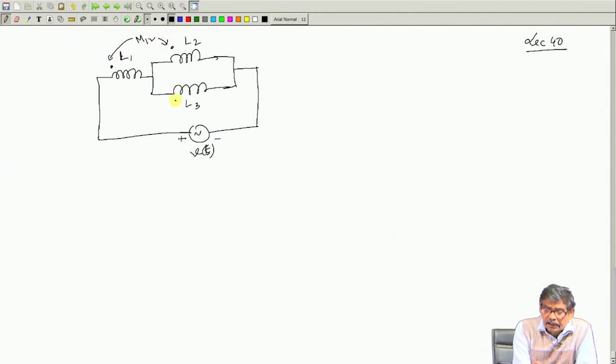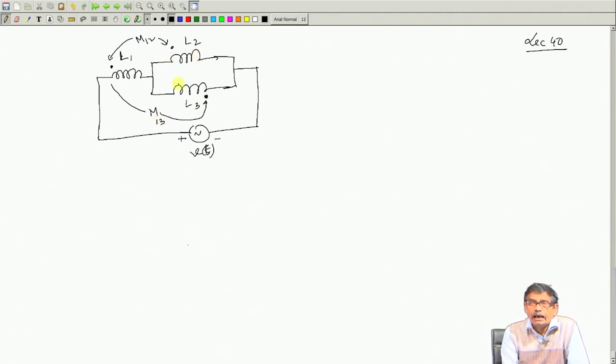And for this coil, the dot is shown here, and this is M13. Similarly, these two will have a mutual inductance of M23. So, all the 3 coils are coupled here. Now, how to write down the KVL here?